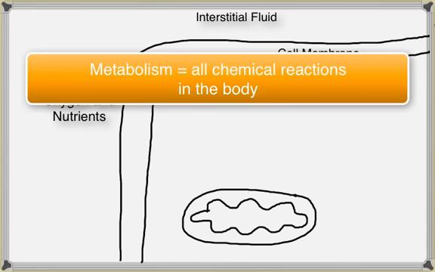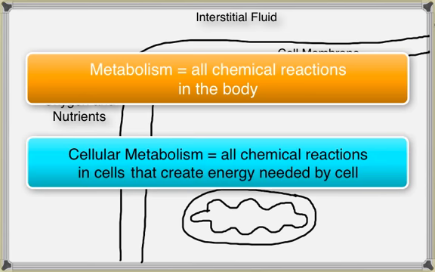The term metabolism refers to all the chemical reactions that occur in an organism. Chemical reactions within cells are called cellular metabolism. Cellular metabolism provides the energy needed to maintain homeostasis.